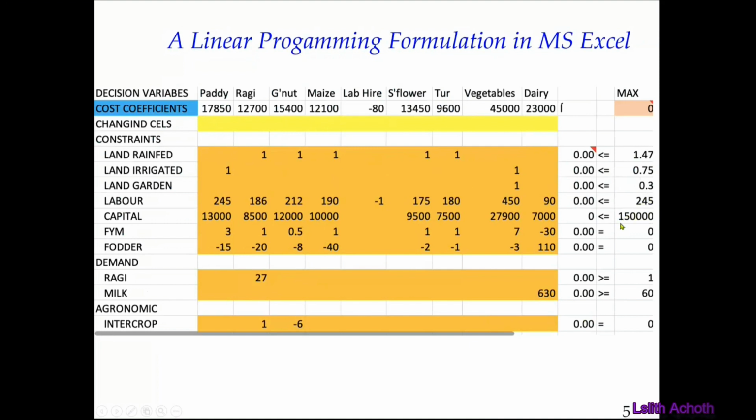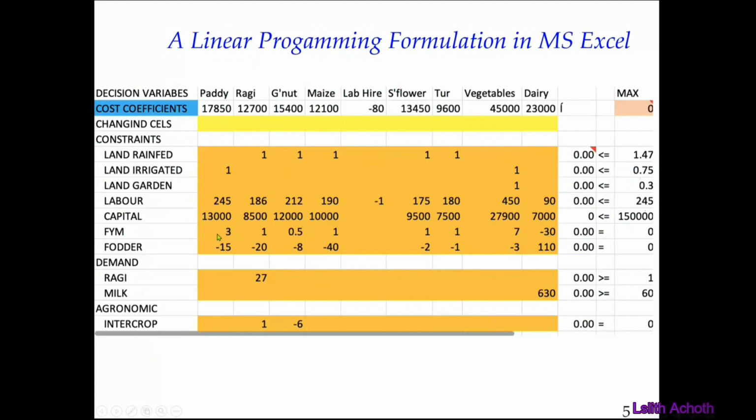It's a hard constraint because I have only 241, but I relax it using hired labor. So it's a soft constraint because I can hire. But when it comes to capital, it's a hard constraint. I've got only 1.5 lakhs. In the example, it's a little less. And farmyard manure, you will notice, is produced by dairy and consumed by crops. Therefore, one will have a negative sign. The producer will have one sign, the consumer will have the other.